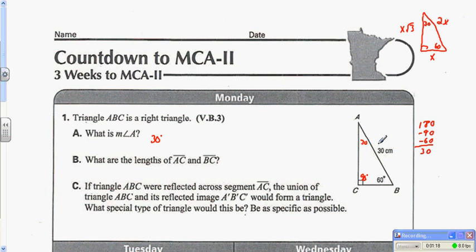And in this case, if we say that 30 is the hypotenuse, the short leg would be half as big, and the long leg would be the length of the short leg times root 3.